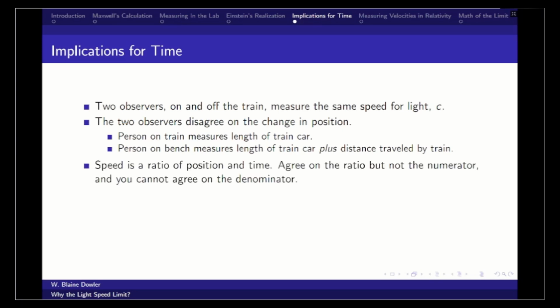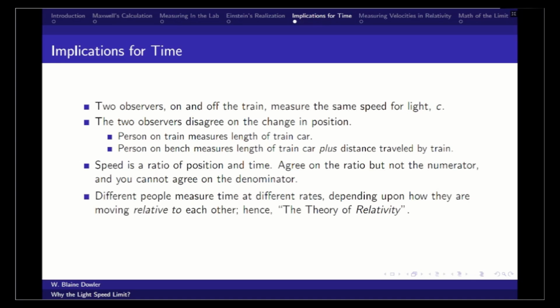Now, speed is a ratio of position and time. So these two would agree on the ratio, but not the numerator. That means you cannot agree on the denominator. We must have some sort of equivalent fraction situation here. We could have one person saying it's 5/2 and the other saying it's 10/4. They will agree on the overall ratio, but not on the numerators, not on the denominators.